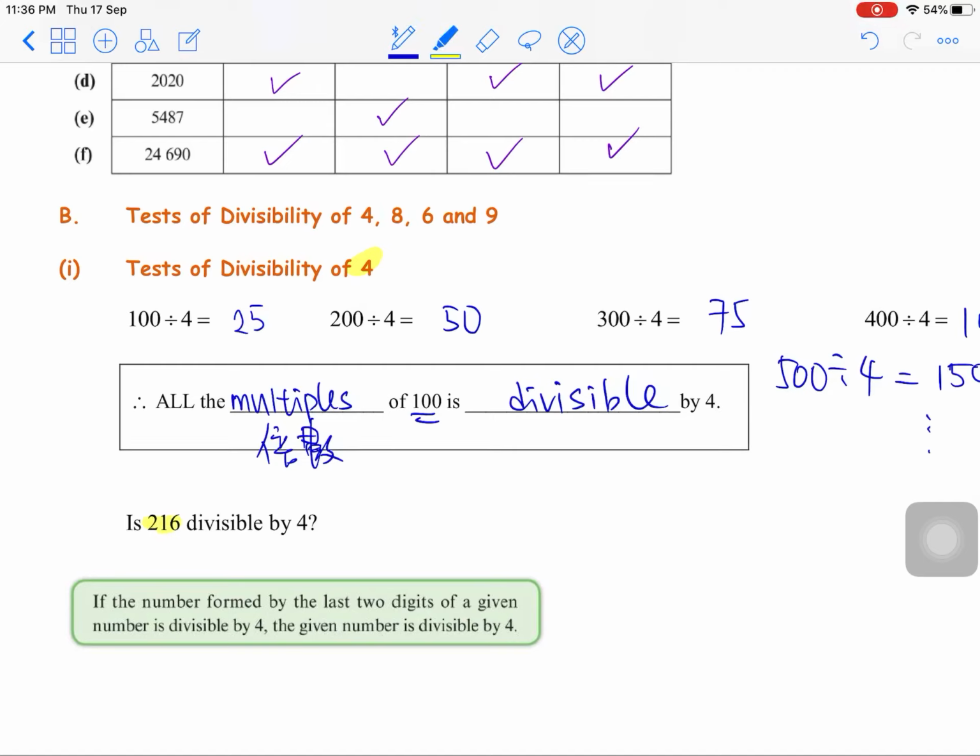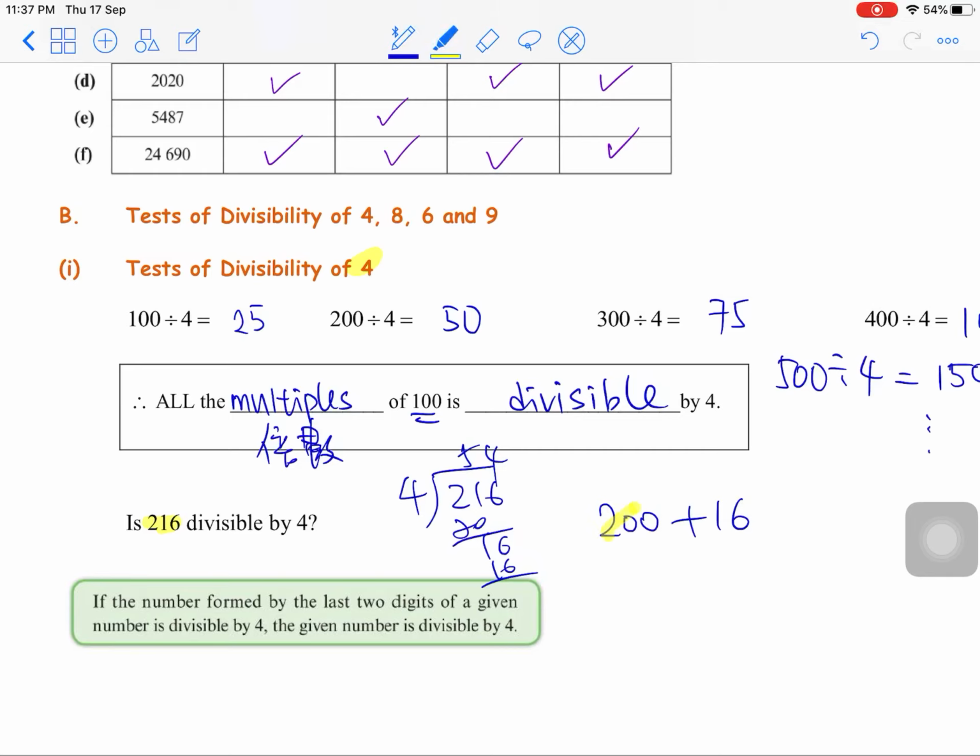How about this number 214? Whether it is divisible by 4. So you can check in this way: divided by 4, and then 4 and 4 again. Okay, it is divisible by 4. So actually I can split it into two numbers. One is a multiple of 100 and the other one is 16.